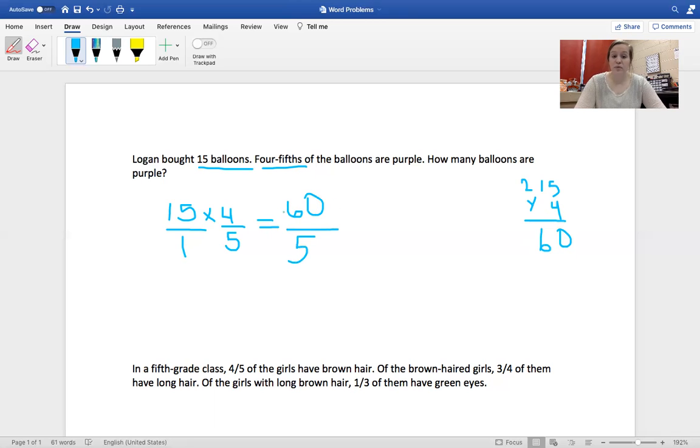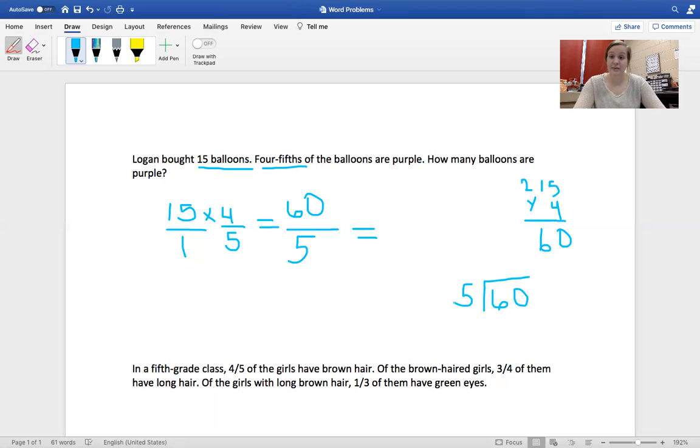If you remember, our numerator cannot be bigger than the denominator. So you say, how many times does 5 go into 60? Well, what times 5 equals 60? If you're not sure, you can set up a division problem and put 60 on the inside and 5 on the outside, or you can just count by 5 until you get to 60.